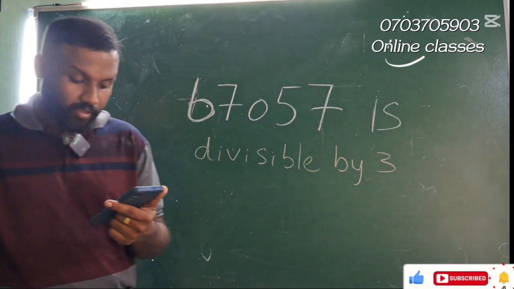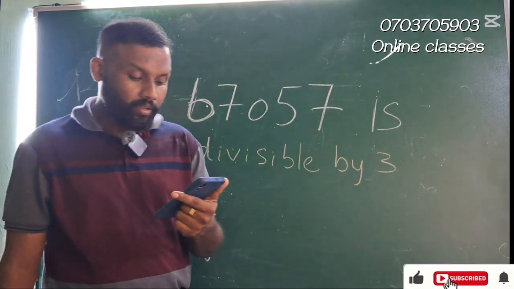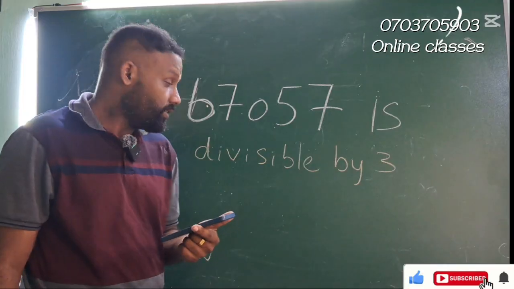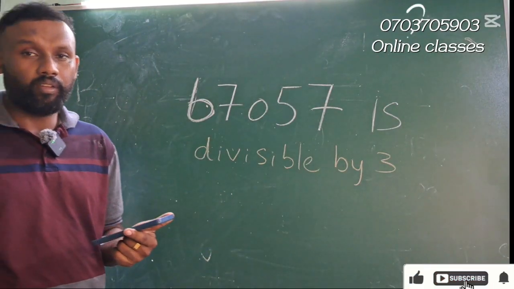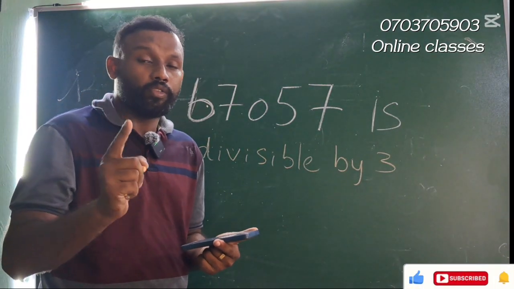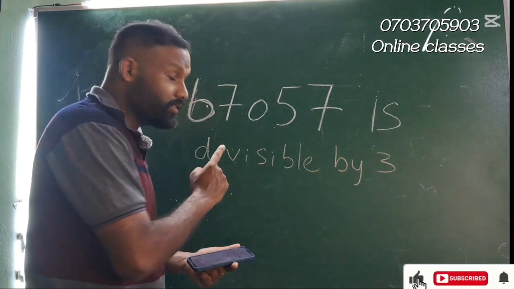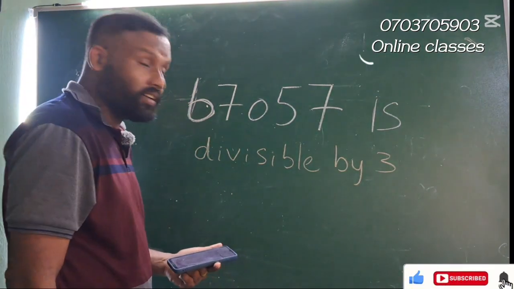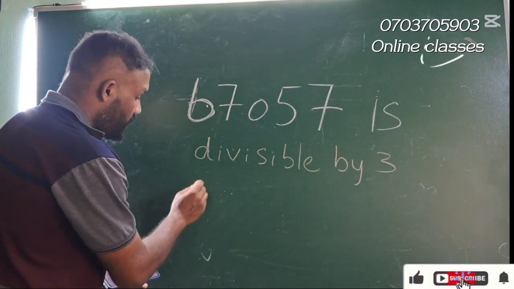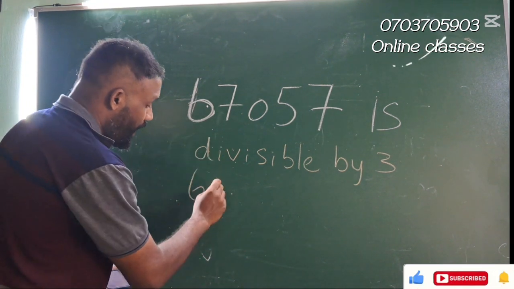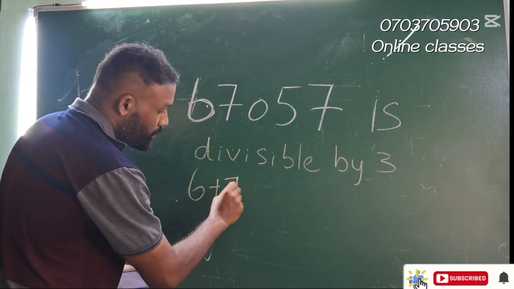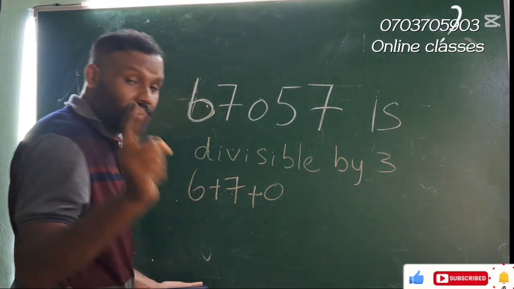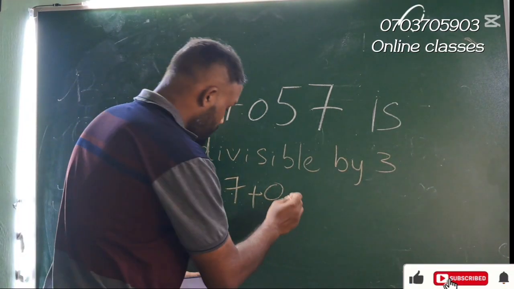Explain, giving reason, whether the number 67,057 is divisible by 3. For that we have to find out its digital root. Let me show the way of finding the digital root. For that we have to add each digit together until getting a single number.